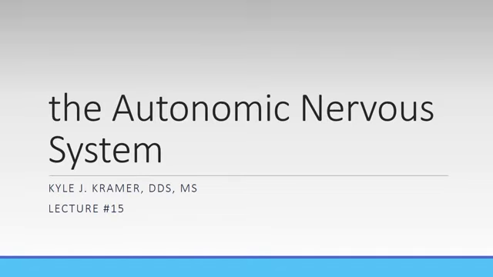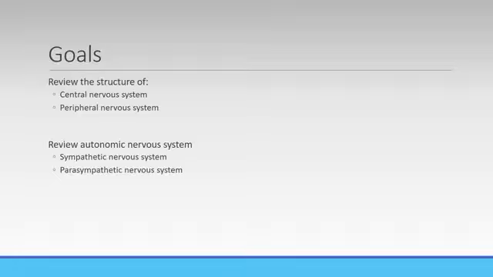Today's lecture will discuss the autonomic nervous system. Our goals for today: we will review the structure of the central nervous system and then the peripheral nervous system, and then we'll talk about the autonomic nervous system, specifically the sympathetic nervous system and the parasympathetic nervous system branches.